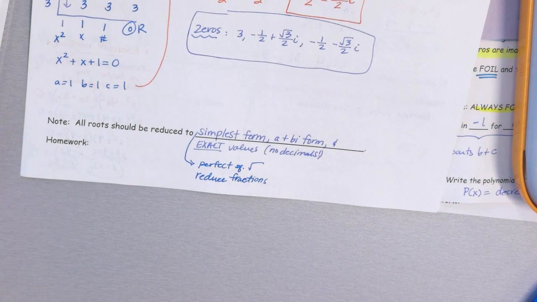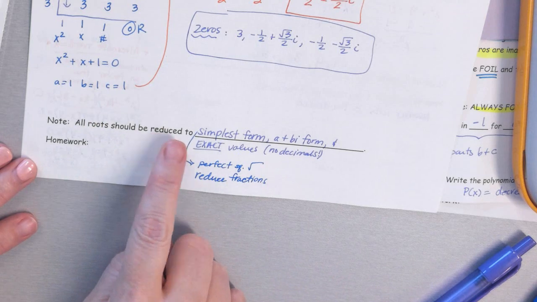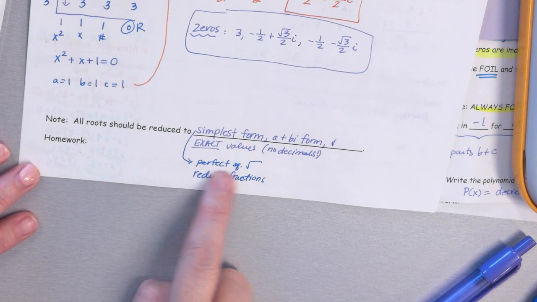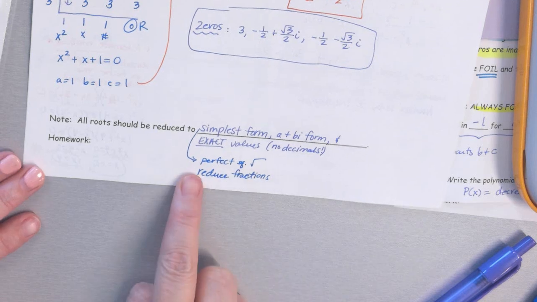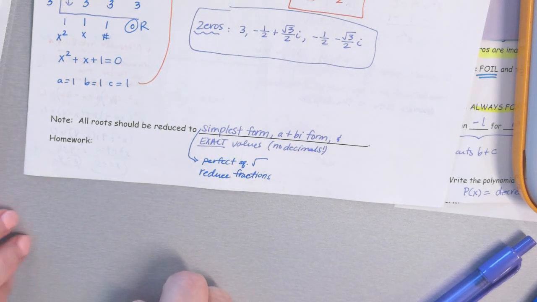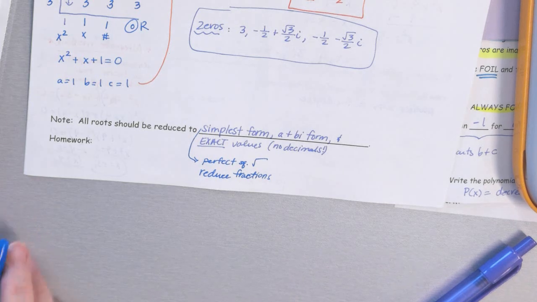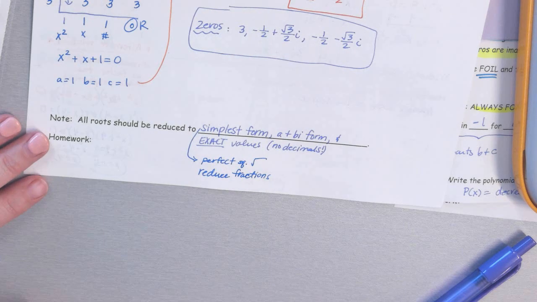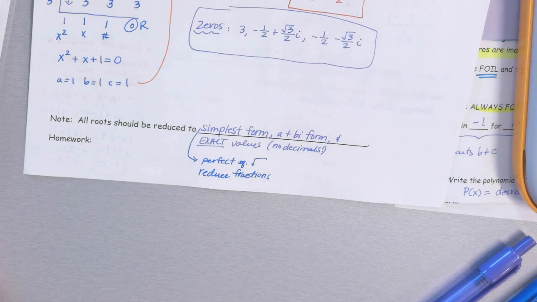Alright, so when you're doing these, make sure that all of your roots are reduced to your simplest form, which means if there's a perfect square under the radical, reduce your fractions. Okay, if there's negatives under the radical, and then a plus bi form, if you have an imaginary complex answer, and then your exact values, so no decimals. So you're going to keep them as your roots, okay?